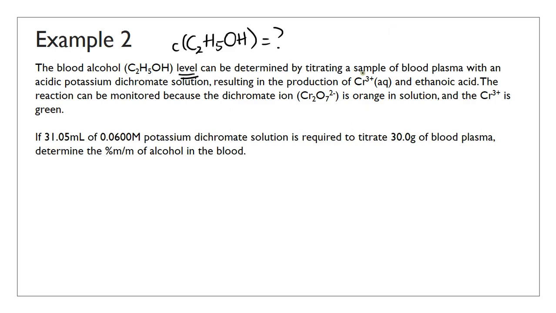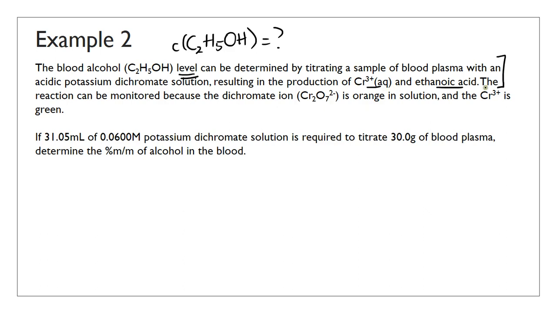So it can be determined by titrating a sample of blood plasma with an acidic potassium dichromate solution, resulting in the production of chromium ions and ethanoic acid. So whether or not you understood that sentence depends on how much you remember the redox reaction of an alcohol. So ethanol can undergo oxidation, and it can undergo an oxidation reaction with potassium dichromate, which is going to be the oxidizing agent.